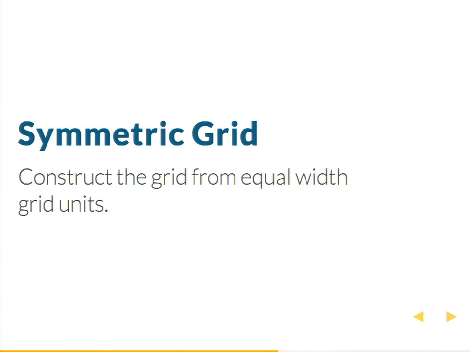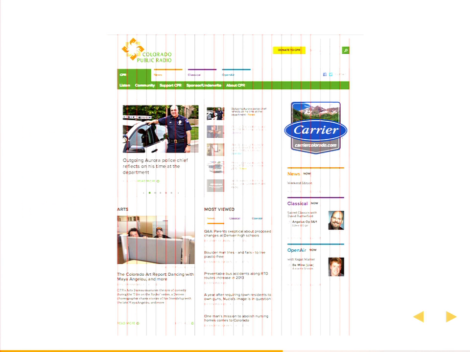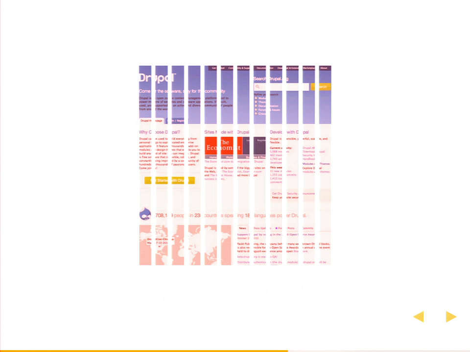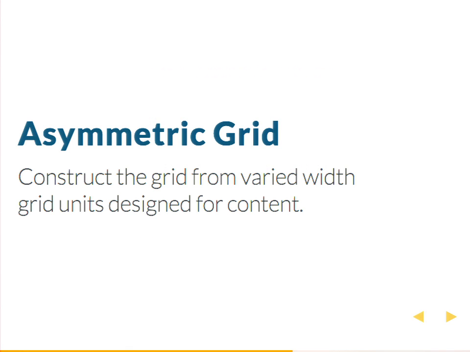So symmetric grid: construct a grid from equal width grid units. Again, it's the same thing. What we're showing here is that each of these columns is the exact same width all the way across. Back to that Drupal.org example, same thing. It's made of 12 equal columns. So another option we have is the asymmetric grid: construct a grid from varied width grid units designed for the content.